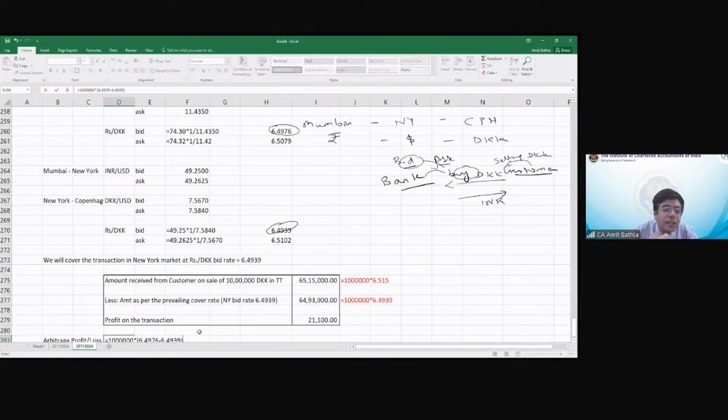Is this the correct answer? Because you will buy in one market, and then you will sell in another market, right? So your buying is going to be at what rate? 4939. Am I right? But you are going to sell it in the other market at what rate? 6.5079. Right?